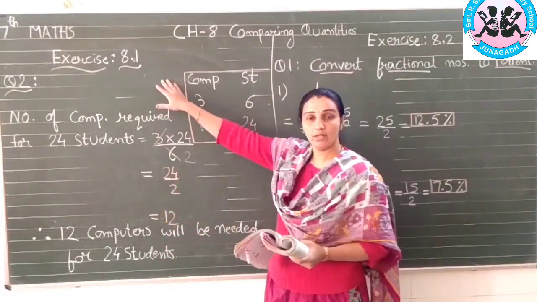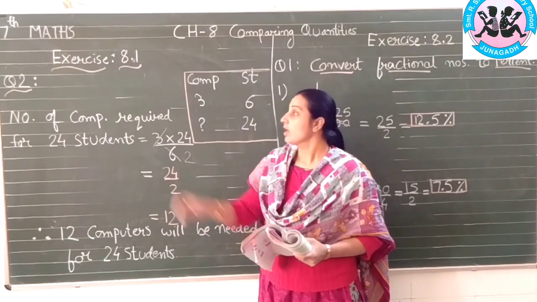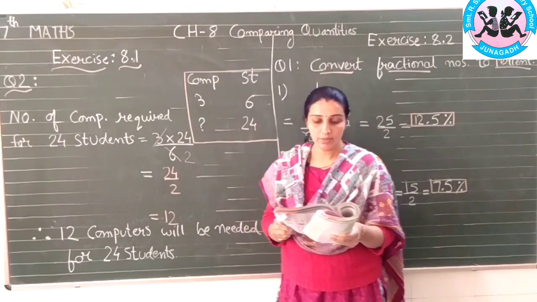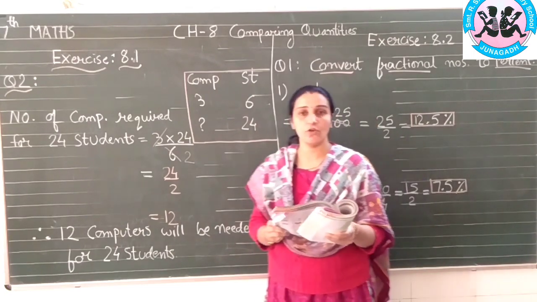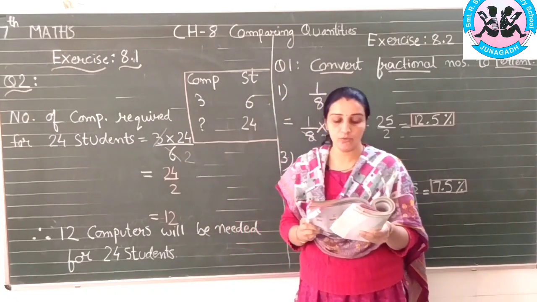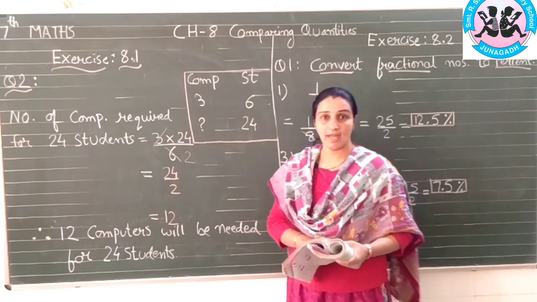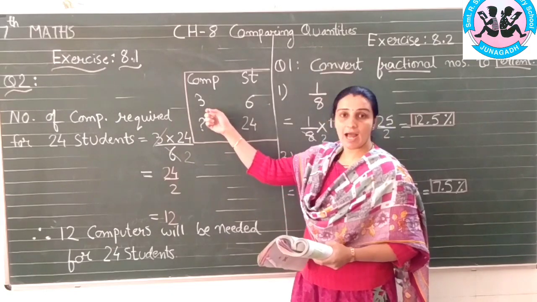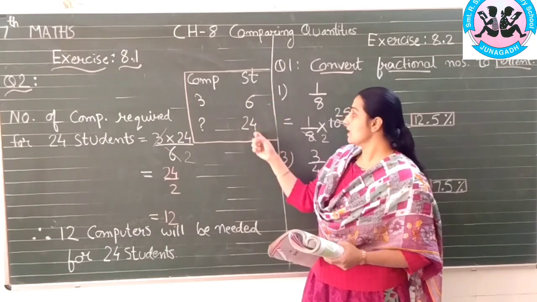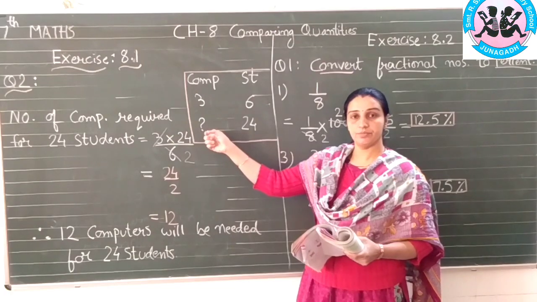Exercise 8.1. Question 1. We had already seen find the ratio. Question 2 is a problem sum. In a computer lab, there are 3 computers for every 6 students. How many computers will be needed for 24 students? Now, here you are told that 3 computers are there for every 6 students. Total students are 24. So, how many computers will be required?